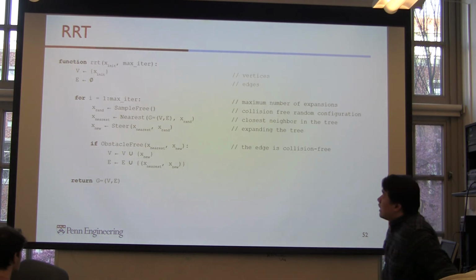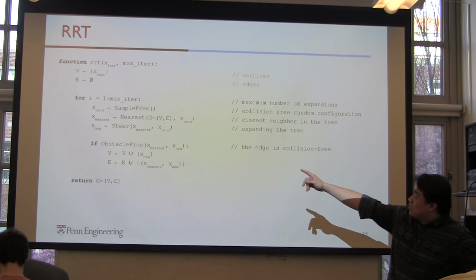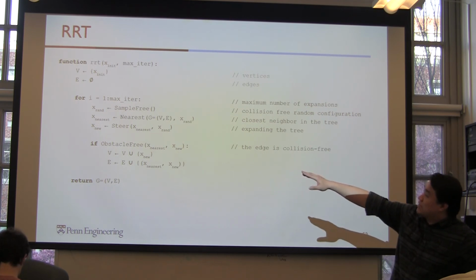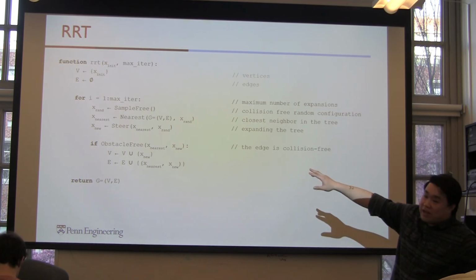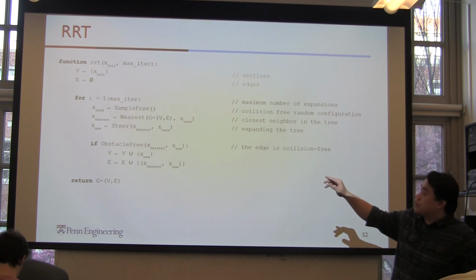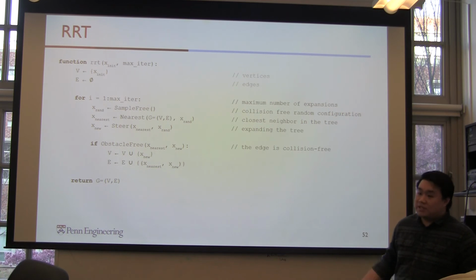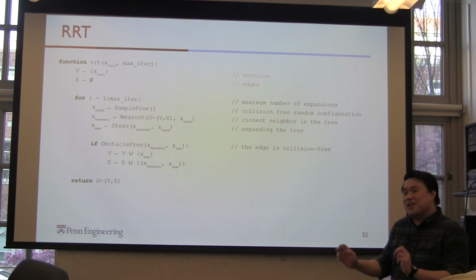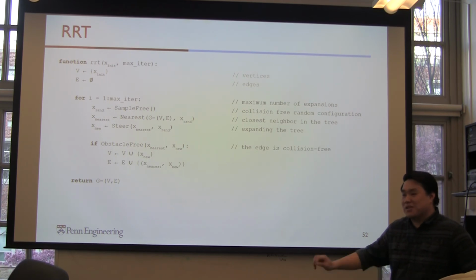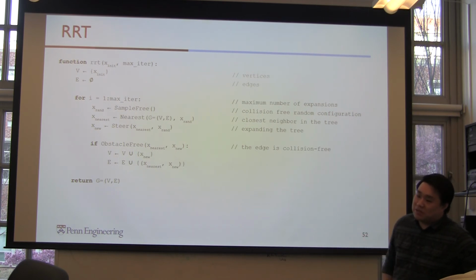So the question is, basically, x new and x rand are not the same point. The steering function doesn't necessarily use the x rand. You're sampling a point, but your steer function could expand the tree toward that direction.